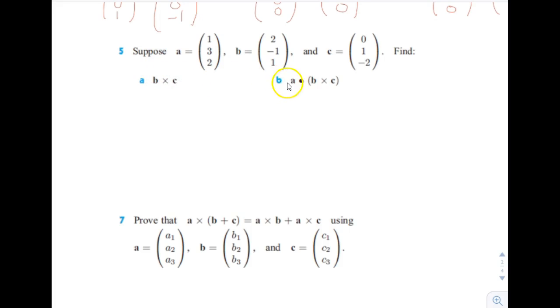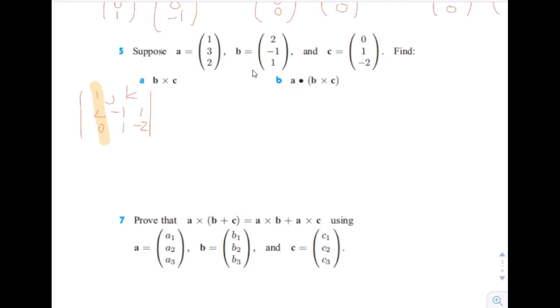So for number 5, our final objective is to find the A dot B cross C result, but of course the first part, which is in parentheses, is B cross C, so we're going to do that first. So B cross C would be the determinant of this matrix, right? I just wrote the B vector across the middle, 2, negative 1, 1. I wrote the C vector across the bottom, 0, 1, negative 2. And then I'm going to find the determinant of this matrix.